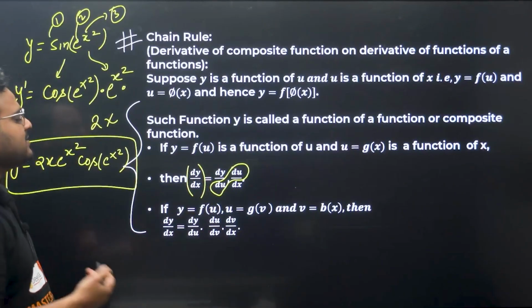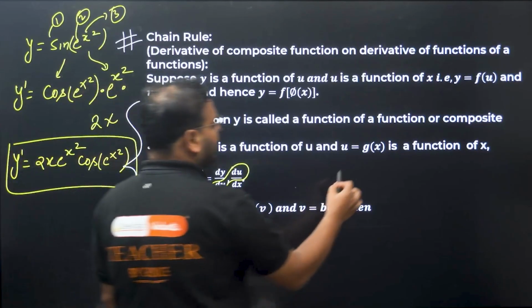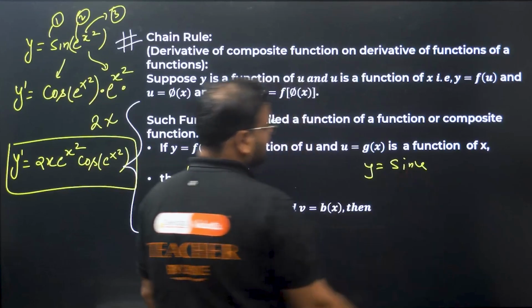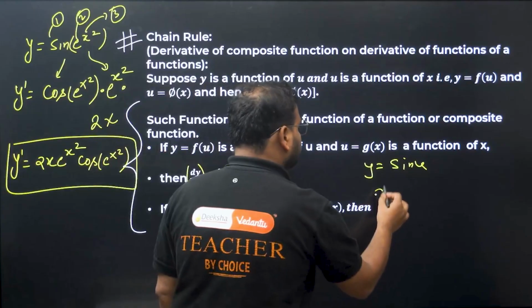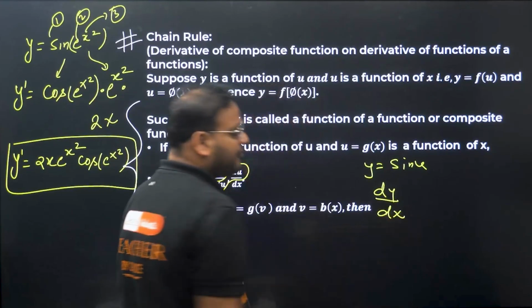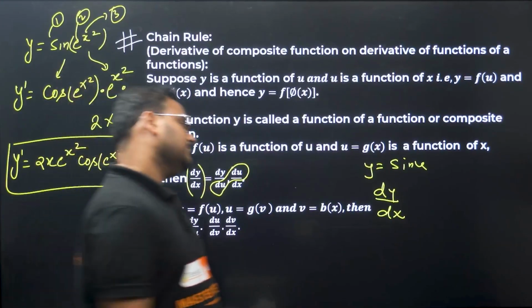Because sometimes the function will be given in terms of another variable. Let's say y is given as sine u. And what are they asking? They're asking you dy by dx. Can you differentiate? Is there a variable x in the sine? No, sir. Then how do you differentiate it? You have to write it like this.